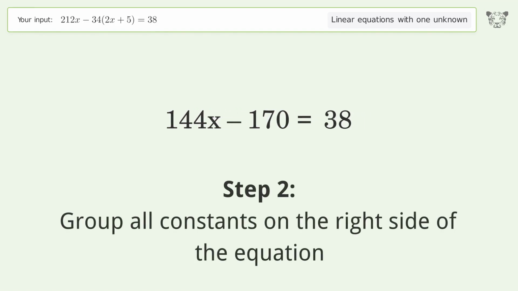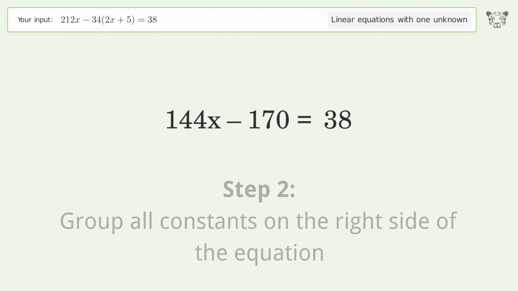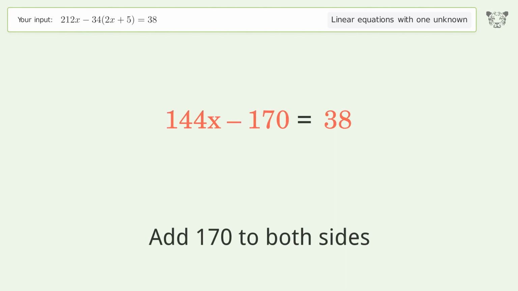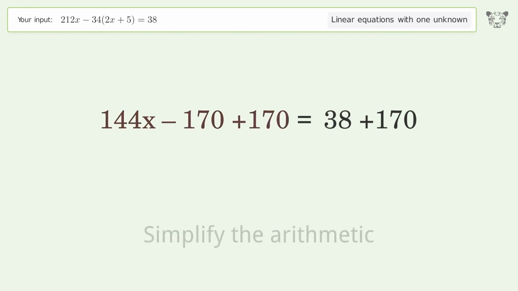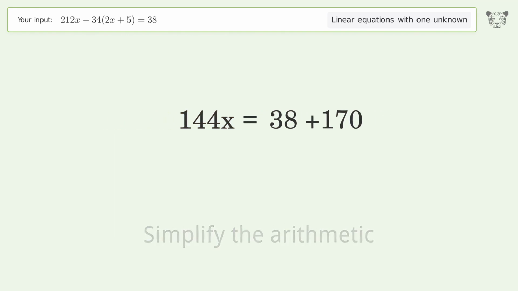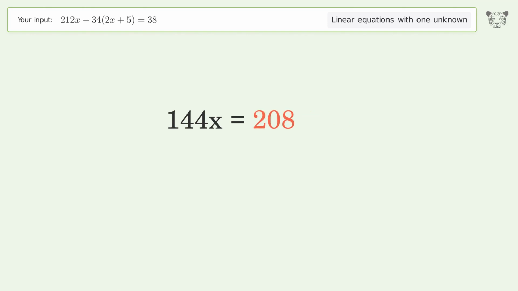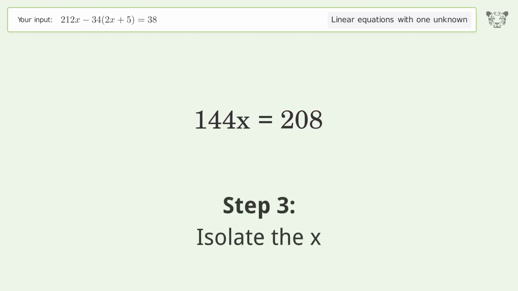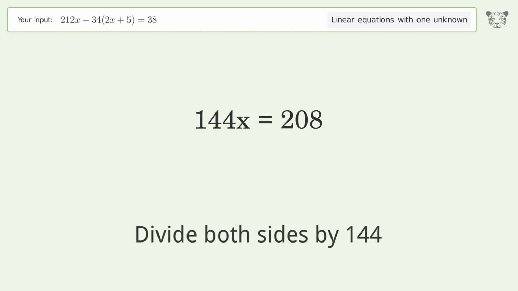Group all constants on the right side of the equation. Add 170 to both sides. Simplify the arithmetic. Isolate the x. Divide both sides by 144.